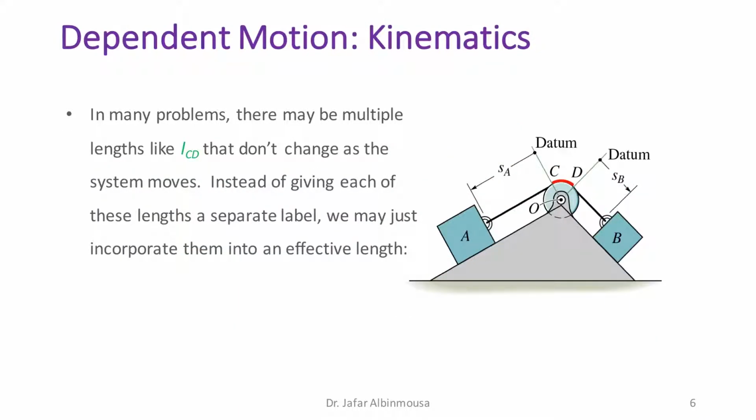In many problems, there are possibilities that you will get multiple lengths like CD, which is this one. So instead of calling them different names, you can just assume that they are added to the total length. So if this is the same equation that we wrote previously, we can just write it like this. We can say that SA plus SB equals L, which is constant. So there is no need to add LCD or any other constant length, because they are simply going to vanish when you differentiate them with respect to time. That's it.